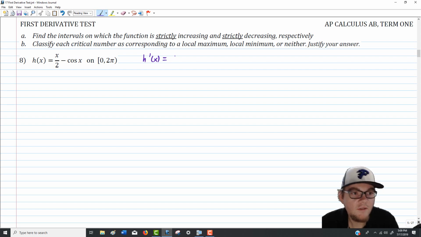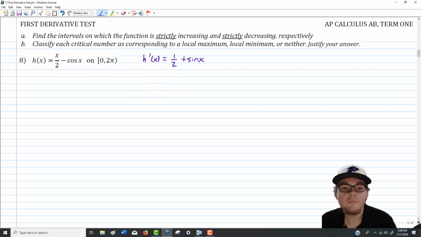When you differentiate this, the derivative of x over 2, you don't need the quotient rule. That's the same thing as 1/2 x. So I can write this as 1/2, since that's linear, and then minus the derivative of cosine, which is a negative sign. So I'm going to write this as minus a negative sine of x. So in this case, we have our derivative. It's 1/2 plus sine of x, and we are looking to set that equal to 0.